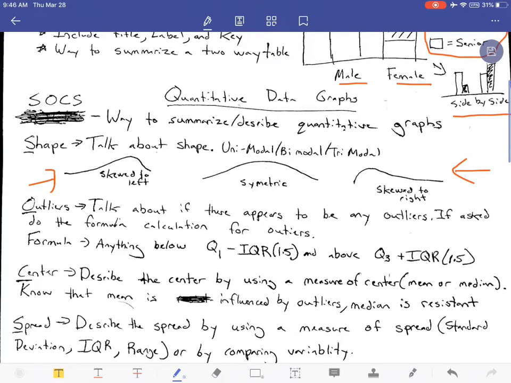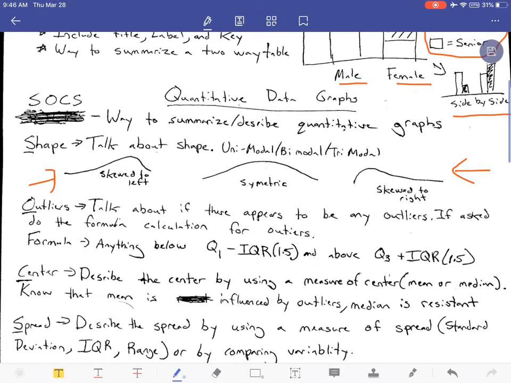Then we can also talk about the outliers. So if there just appears to be any outliers, for most problems, you just need to say if there appears to be any outliers. So if there's a couple different points that look like they're either way higher or way lower than the other points, you can say they're possible outliers.